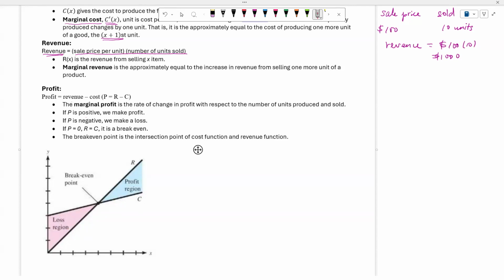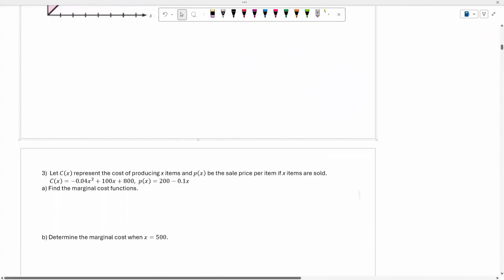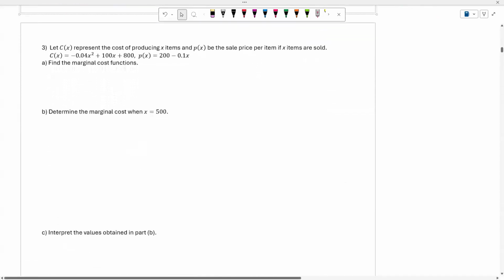Then now you will notice there is a point that is kind of like the intersection between the cost function and the revenue function. This point right here is what we call the break-even point. So where P is equal to 0, that means you didn't make any profit, or where R is equal to C, you have a break-even point. So the break-even point is the intersection point of the cost function and the revenue function. Now let us work on the next example.